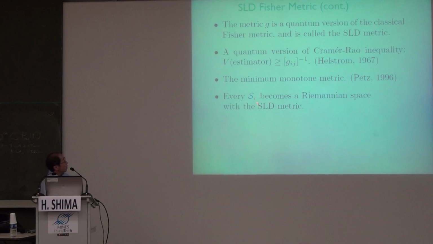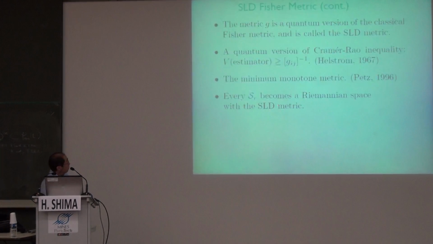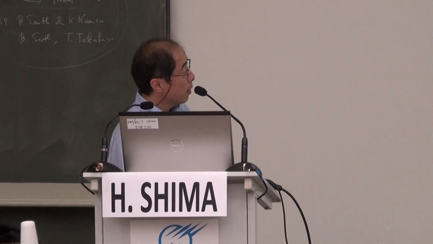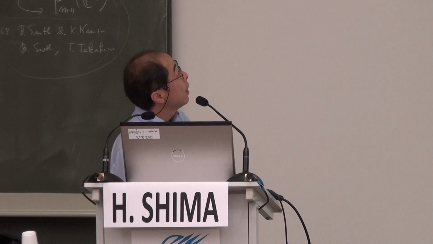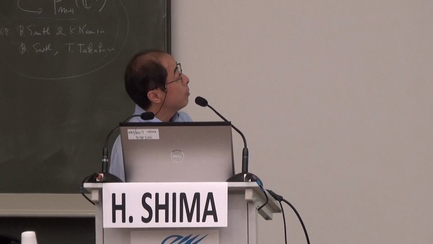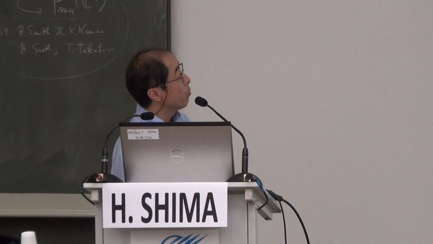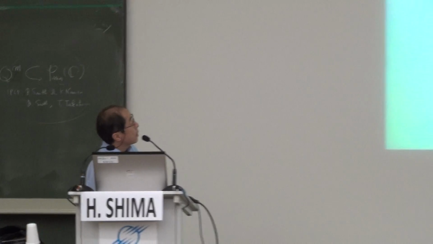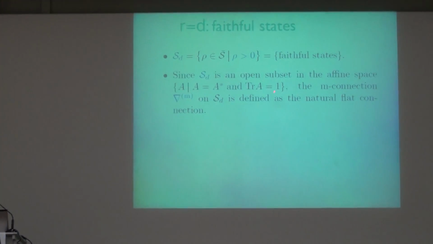Now, every S_r, where r is the rank, becomes a Riemannian space with the SLD metric. But as mentioned before, in the sequel we focus on the cases where r is 1 and r is d. When r is d, S_d is the set of non-singular density operators, which are often called faithful states. Then S_d is an open subset in the affine space of Hermitian operators having trace 1.